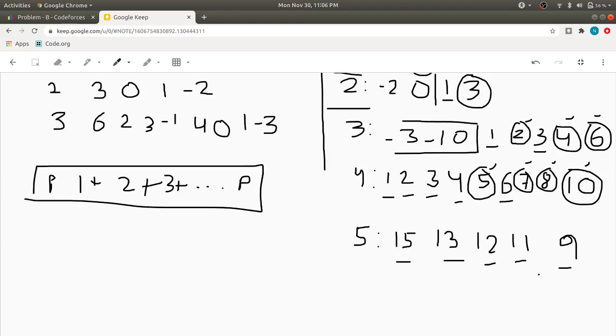From this pattern, what can we see? We are skipping a term here, and we are getting our terms for a jump number. So now I can say: if my x is 15, my answer will be 5. If my x is 13, my answer will be 5. If x is 12, the answer will be 5. 11, answer will be 5. 9, answer will be 5. But we need to do more optimization here.